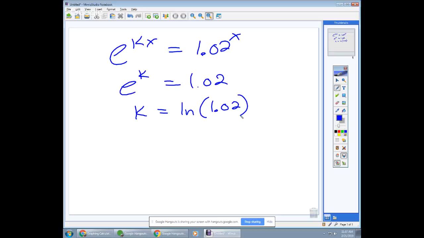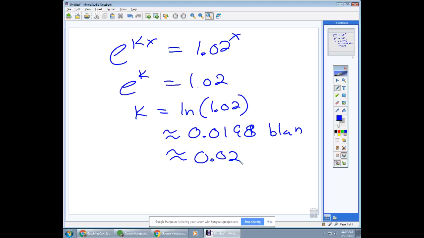Okay, what's the natural log of 1.02? Anybody with a calculator handy? Natural log of 1.02, yep, 0.0198026. 0.0198, blah, blah, blah. Okay, so if I rounded that to 2 decimal places, what would it be? 0.02. Whoa. So it's approximately the growth rate.